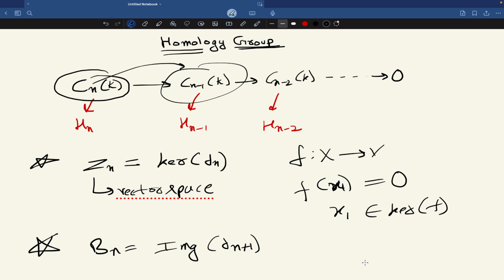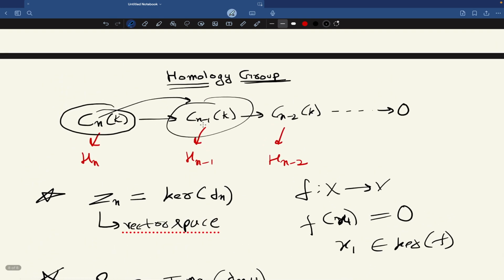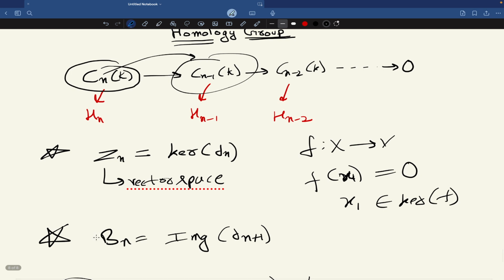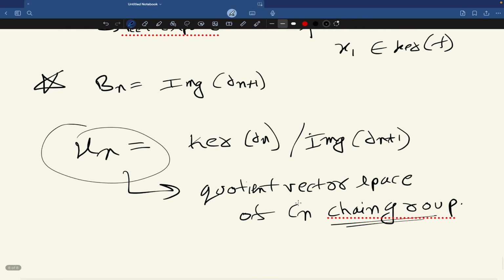In the given question, we have to find all the inputs in a particular Cn which map to 0. Get that set Zn. You can get the Zn set, generalize it, and write it. And for Bn you can get the set of all those images which I get from the previous chain group by applying the corresponding boundary operator. When I quotient out all those images from my kernel, I get my homology group, and this is also called a quotient vector space.